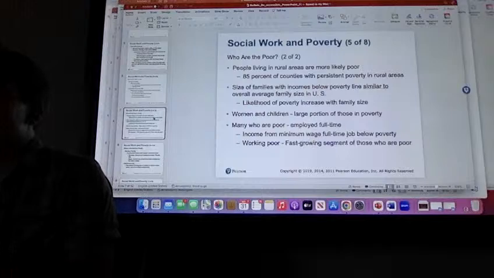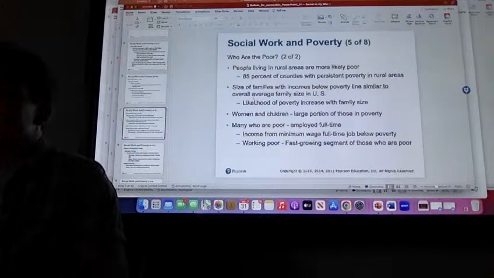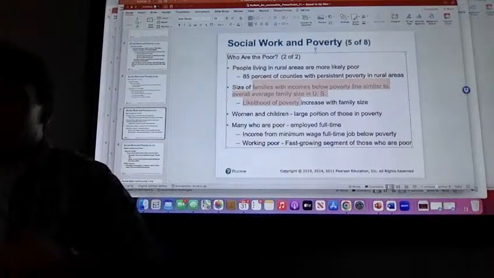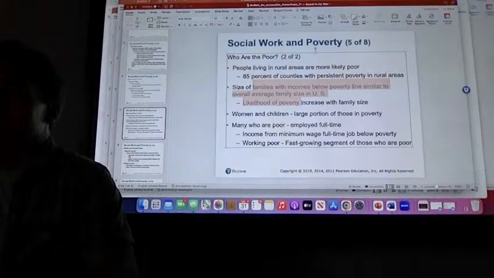The size of families with income below the poverty line is similar to the overall average family size in the US. And then the likelihood of poverty increases with your family size. I guess I effed that one up. We had 3 kids in 3 years. So we definitely fall in the line right now with what they pay social workers and teachers, but that's okay.